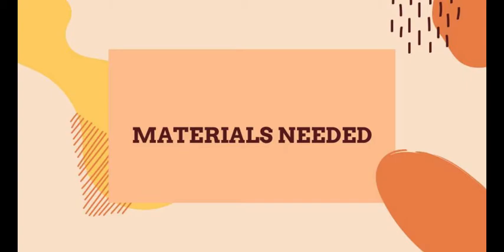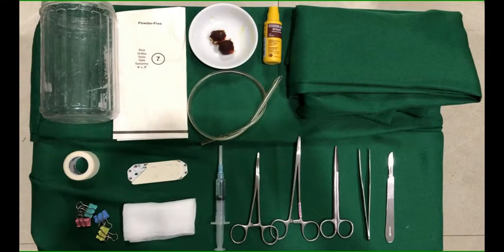Materials needed: scalpel with blade, tissue forceps, scissors, needle holder, Kelly forceps, syringe prepared with local anesthetic, sutures, sterile sponges, towel clips, plaster, sterile gowns, chest tube, povidone iodine, sterile surgical gloves, and glass bottle drainage system.